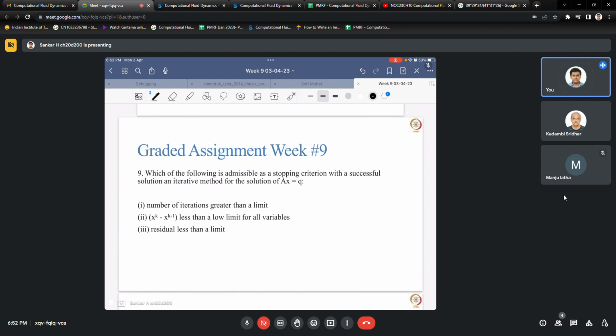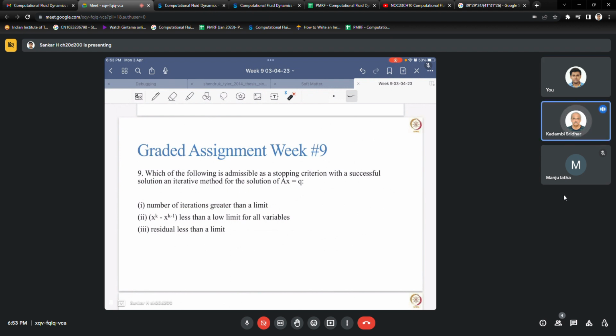Okay, moving on to question number 9. Which of the following is admissible as a stopping criteria with a successful solution for an iterative method for the solution of Ax equal to b? The number of iterations is greater than a limit, xk minus xk minus 1 less than a low limit for all variables, or residual less than a limit.